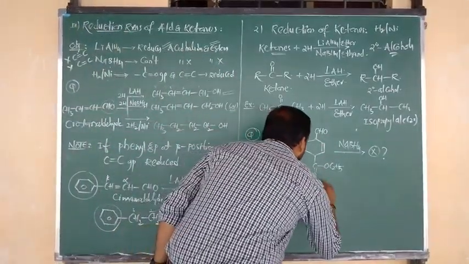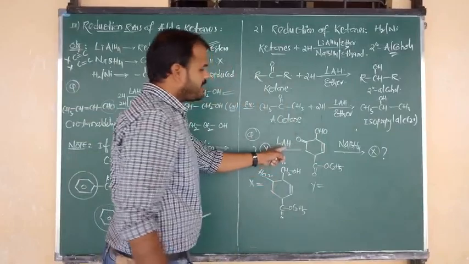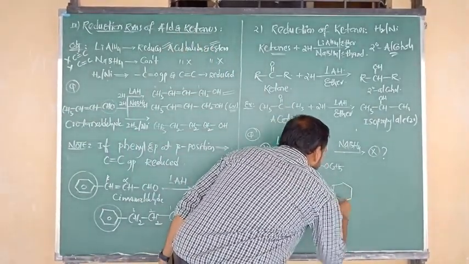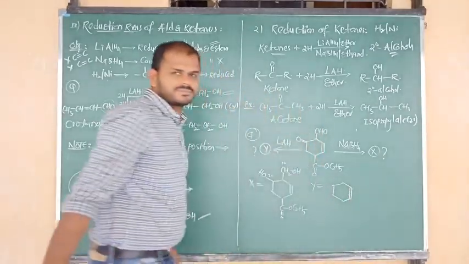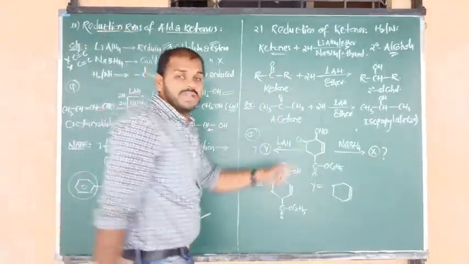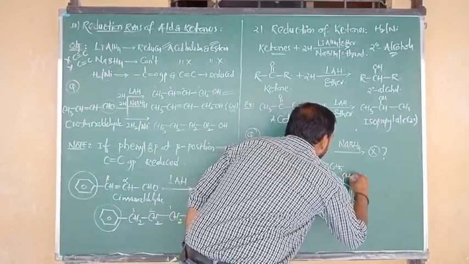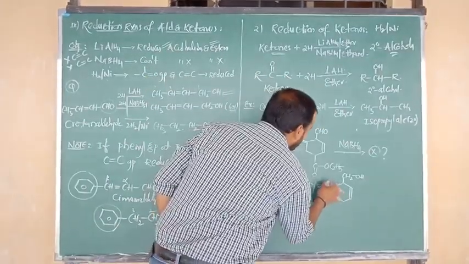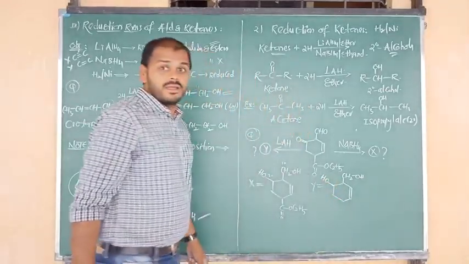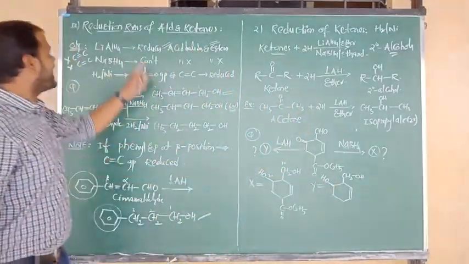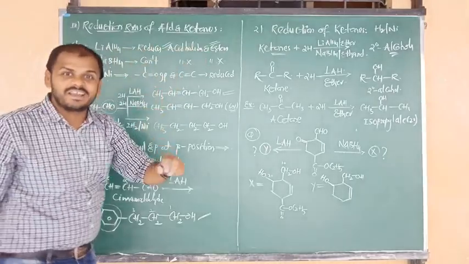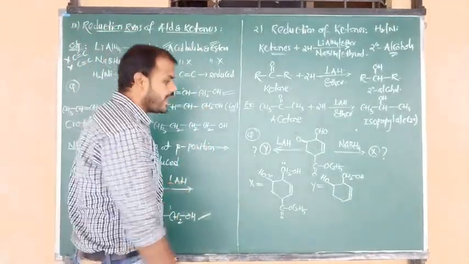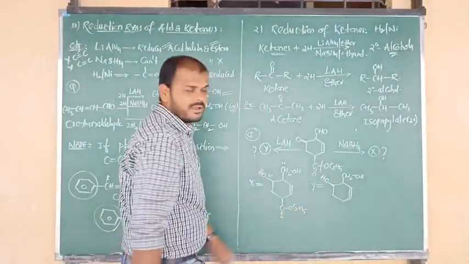So next one is the Y product, lithium aluminum hydride. It also cannot reduce the double bonds. It can reduce the aldehyde into primary alcohol. It can reduce the keto group into secondary alcohol. But lithium aluminum hydride can reduce the ester. Esters are reduced into a mixture of alcohols. How? The bond here breaks.